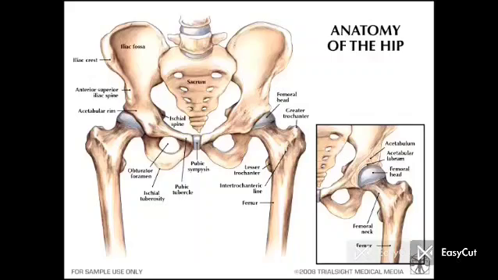So we have learnt about the appendicular skeleton, in which we have seen the various types of bones which are found in the limbs as well as in the girdles.